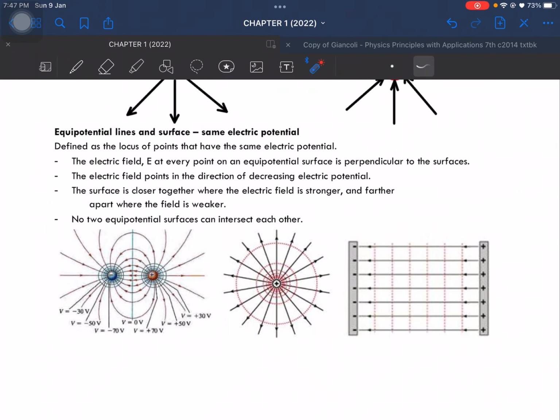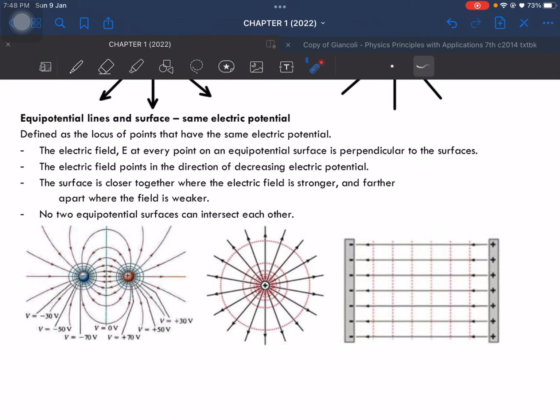So what are these equipotential lines and surfaces? It actually means it will have the same electric potential if it is on the same lines or surfaces. It is defined as the locus of points that have the same electric potential. The electric field at every point is perpendicular to the surfaces, and the electric field will always point in the direction of decreasing electric potential.